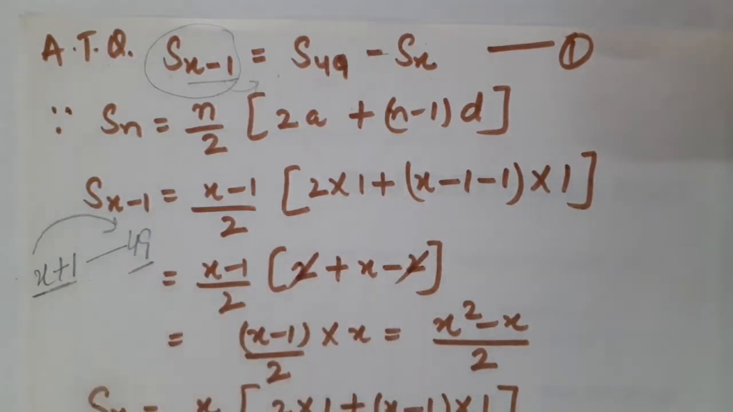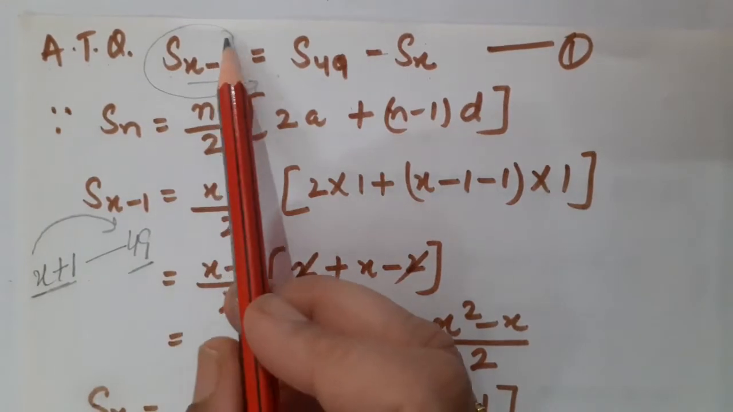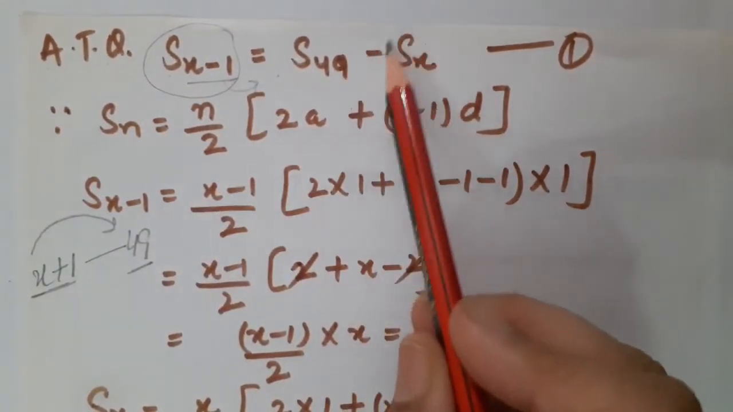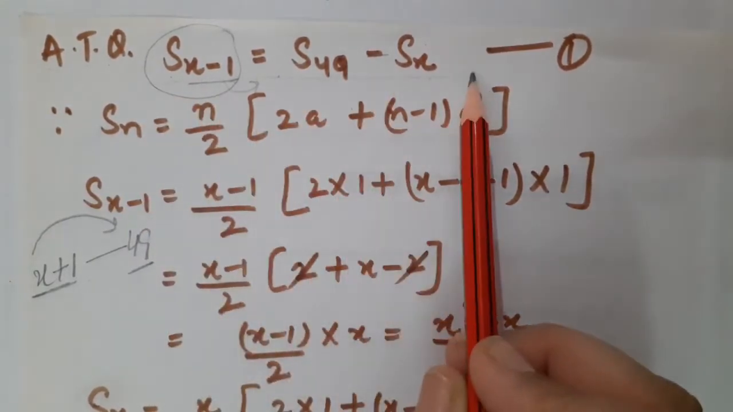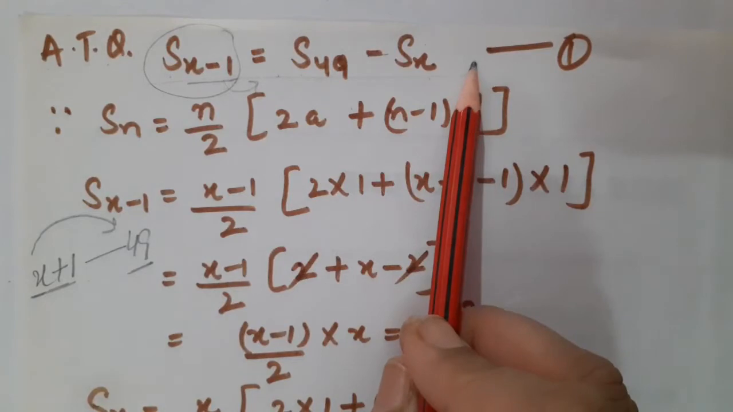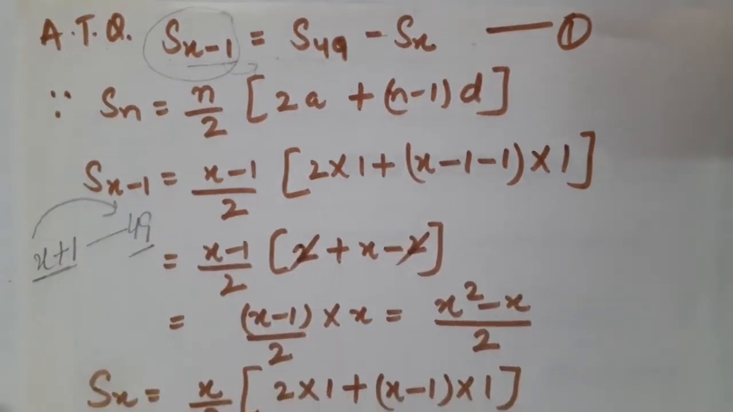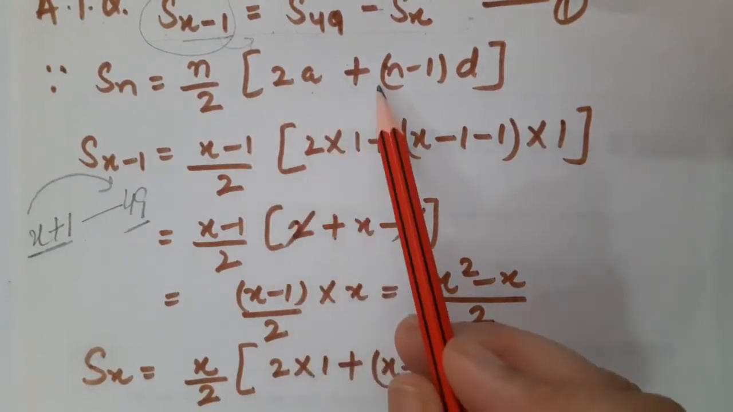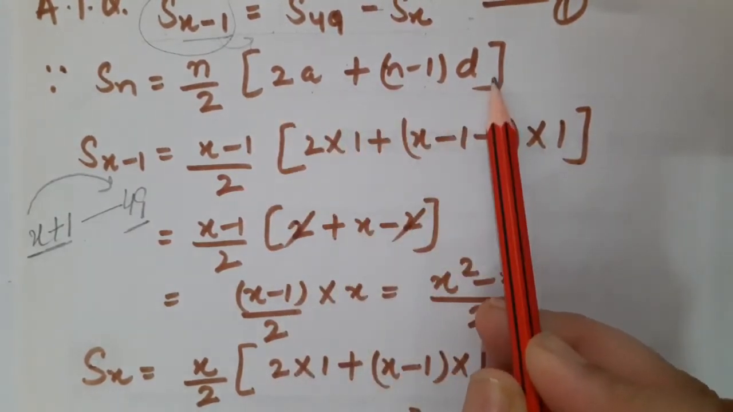Correct, students? Now you will have to just calculate the values of Sx minus 1, S49 and Sx, and insert these values in equation number 1 to find the value of x. Correct, students? So as we know, Sn is equal to n by 2 into 2a plus n minus 1 into d.